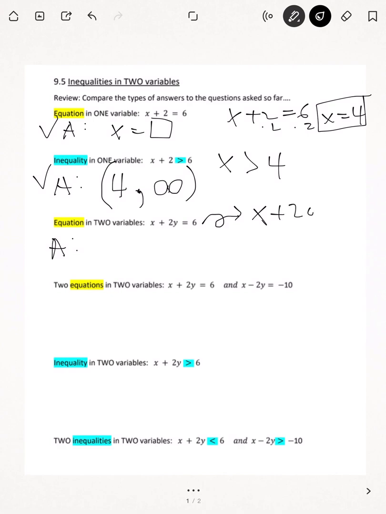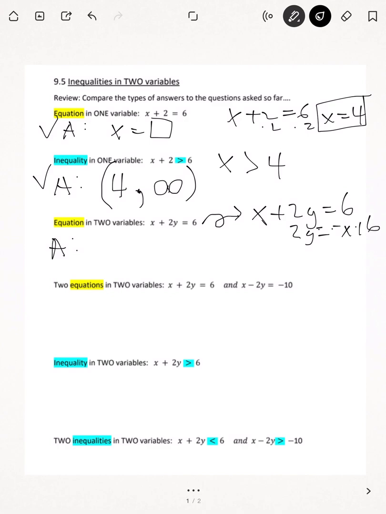x plus 2y equals 6. There's a lot of things you can do for that. You can look for x and y intercepts, you can look for slope, but the most common thing is to solve for y. So let's subtract x from both sides, and we get 2y equals negative x plus 6.